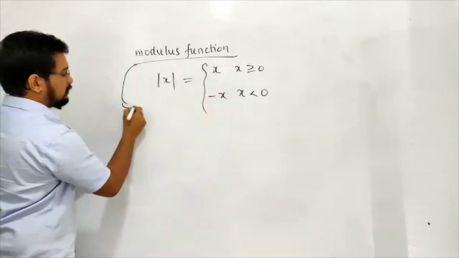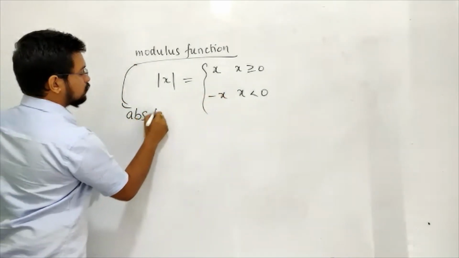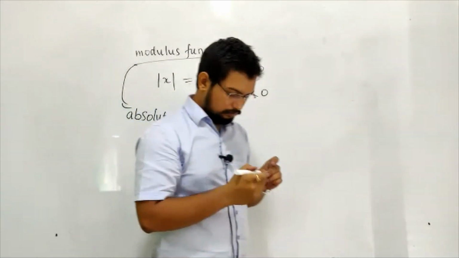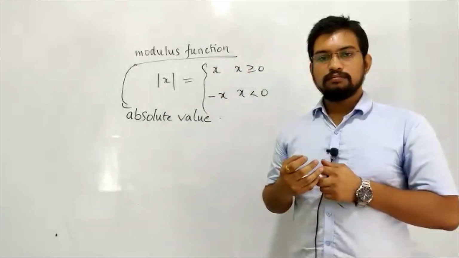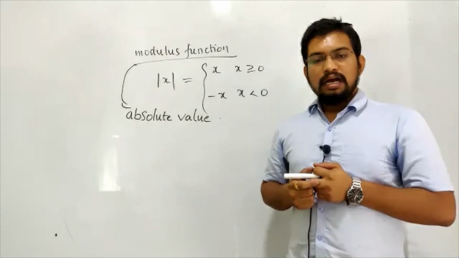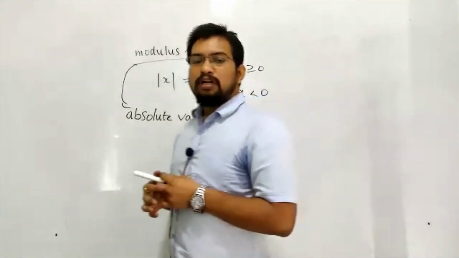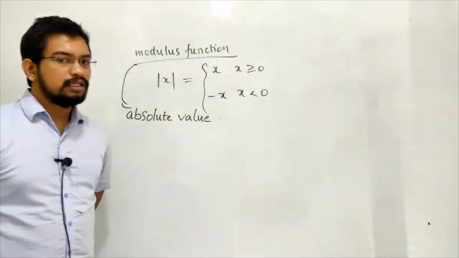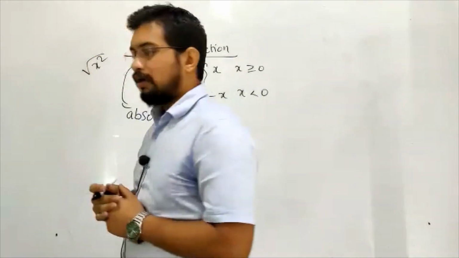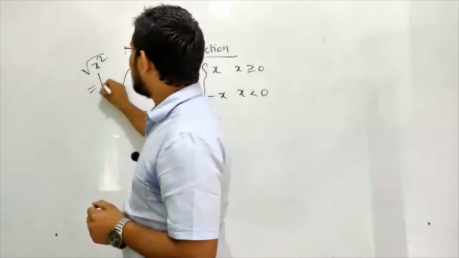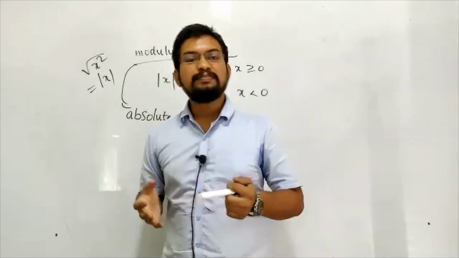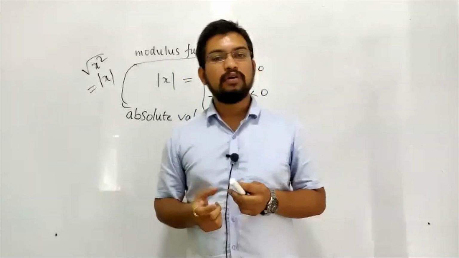This is also called absolute value. Why is this absolute value? Generally, if I'm writing root of x square, I'll write it as mod x. This value will be equal to mod x. This modulus will be termed as an absolute value.